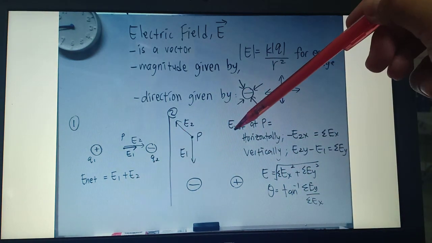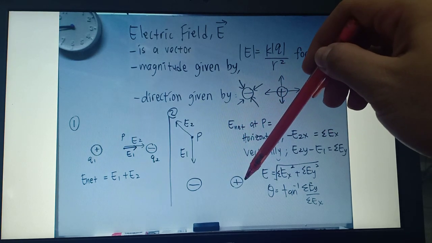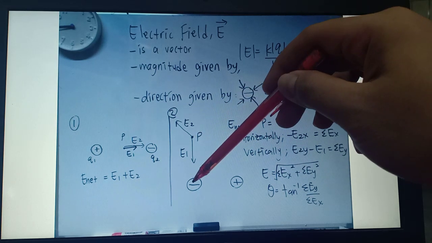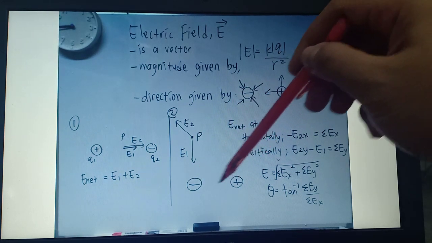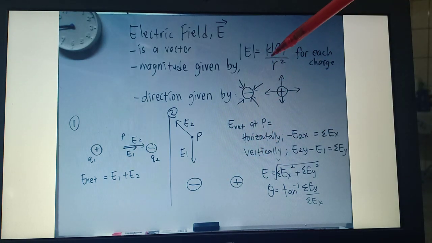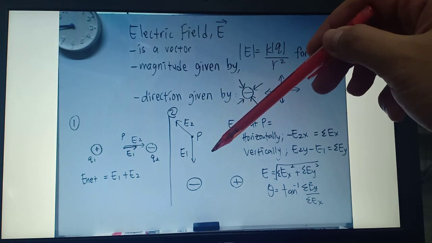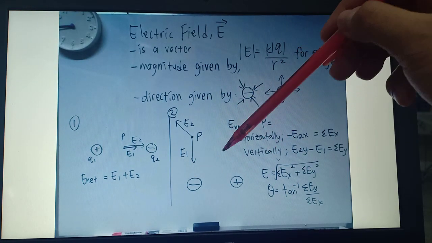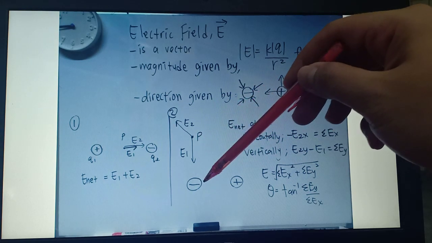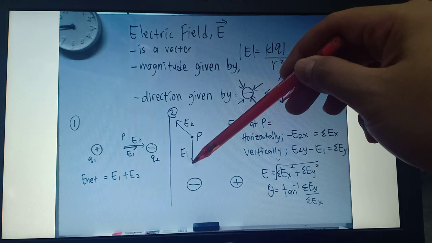Referring to another point, I give you another two points here, but P is somewhere around here. You have one positive charge, one negative charge. Supposedly this is charge 1 and this is charge 2. How do you define the electric field at point P? This is point P. Since you have two charges, you will have E1 and E2. E1 refers to charge 1, and charge 1 is negative, so from point P, you must have the arrow towards the charge.